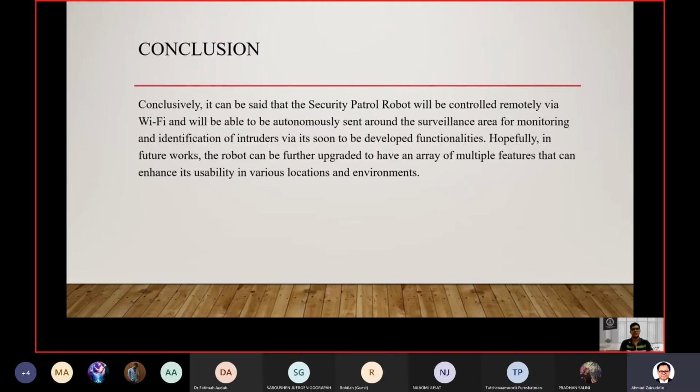So conclusively, it can be said that the security patrol robot will be controlled remotely via Wi-Fi and will be able to be autonomously sent around the surveillance area for monitoring and identification of intruders via its soon-to-be developed functionalities, which honestly, I hope will be covered in FYP2. And hopefully in future works, the robot can be further upgraded to have an array of multiple features that enhance its usability in various locations, environments, and terrains, for it to be used generally and for the benefit of the community.